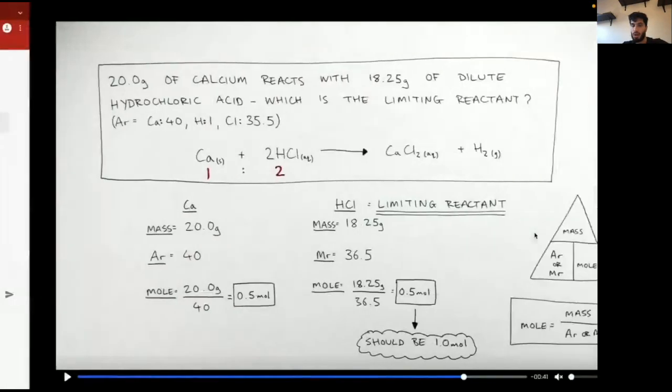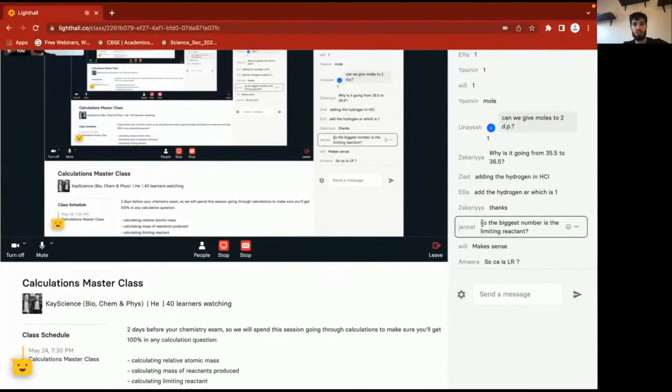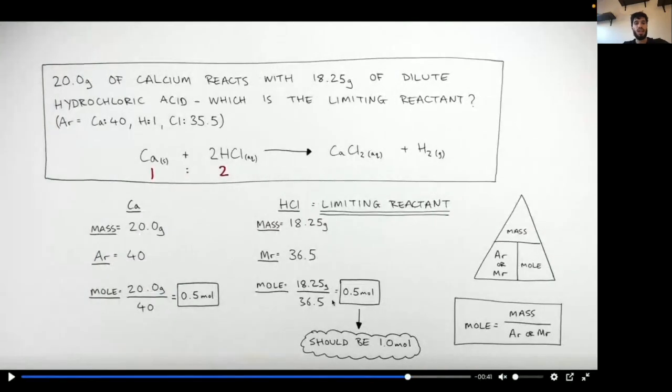So the biggest number, no, that's not how you look at it. That's the wrong question to ask. So the limiting reactant, because look, they're the same numbers. The limiting reactant is the number which is smaller than what the moles should be based on the ratio, 1 to 2.